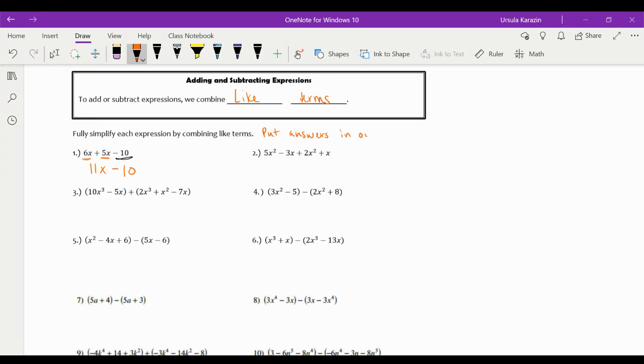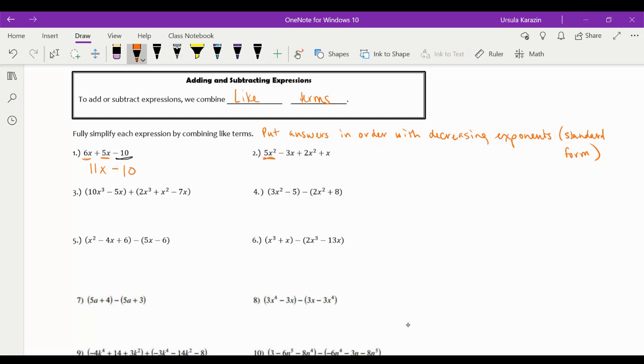Now we will put our answers in order with decreasing exponents. We call that standard form. Remember I told you last unit that we have a lot of standard forms. We talked about standard form of a quadratic, but now we're just going to talk about other standard forms. So let's look at number 2.